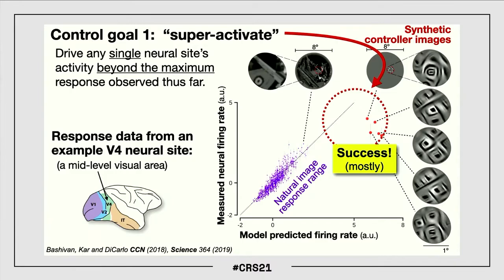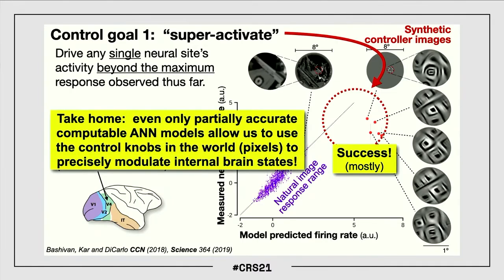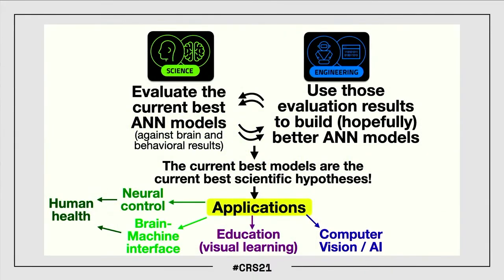We can already begin to do these remarkable application-oriented things. Take home, I just said this: partially active computable ANN models allow us to use control knobs to precisely modulate internal neural brain states. That's kind of application pointer one. Again, not full application, but in a direction. Let me go to another area, computer vision AI.